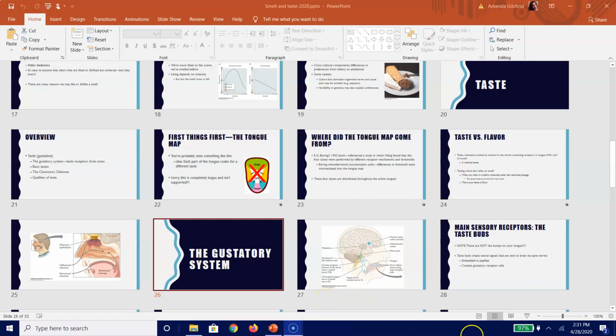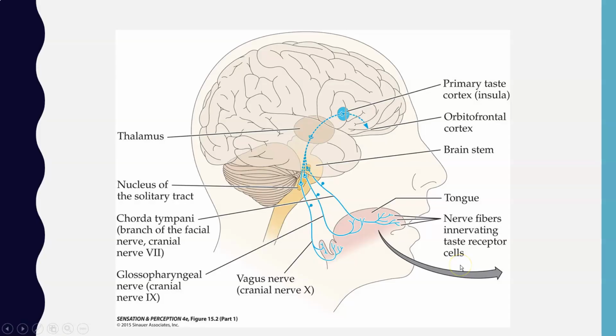Hey everybody, welcome back. Now we're going to talk a little bit about the gustatory system. So we've talked about taste and the difference between taste and flavor. We've talked about why the tongue map is a lie. Now let's actually talk about the gustatory system itself.